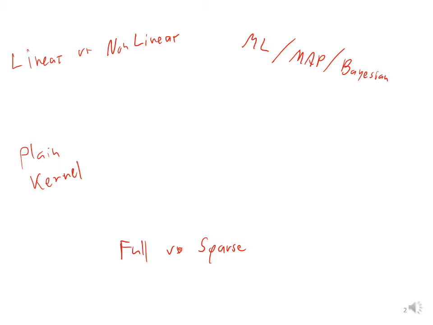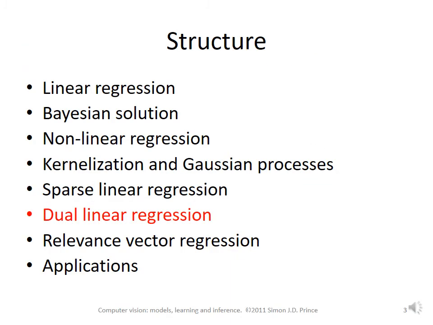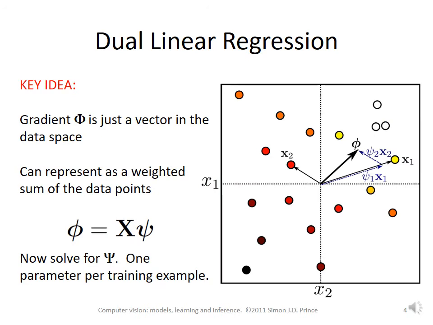Now, we have one more important missing step, which is to talk about our model parameters either in the primal, which is what we've been doing, versus the dual domain. And so let's get into the dual linear regression model. With dual linear regression, we're looking at our model parameters phi, and we're thinking of them as actually being linear combinations of our data points.